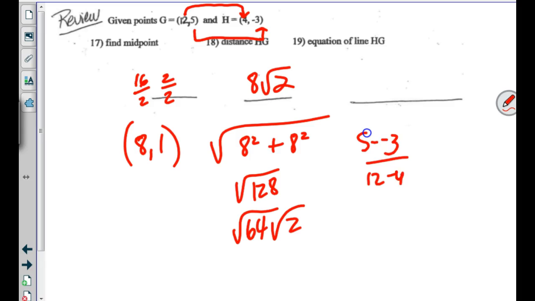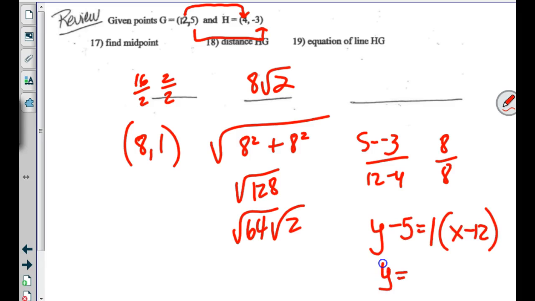Good job. So I got a slope of 1. Then could I just pick one of the points and put it in? Yeah. So I'd have y equals x minus 7. I don't know, does that work? Check it out. 12 minus 7 is 5, 4 minus 7 is -3, right? All right, so quick review of those concepts.